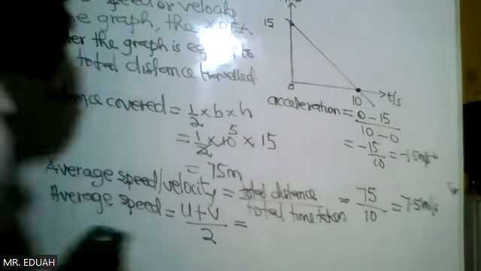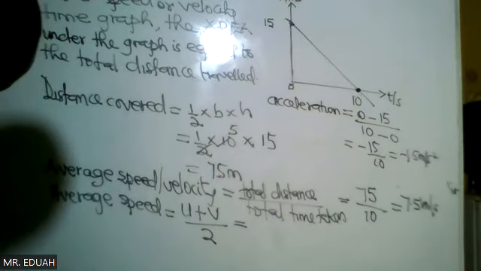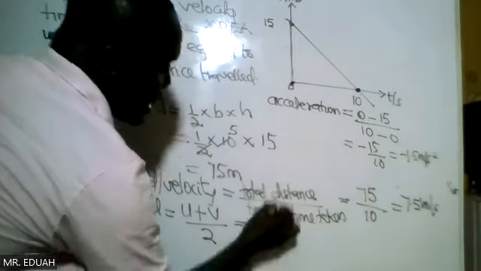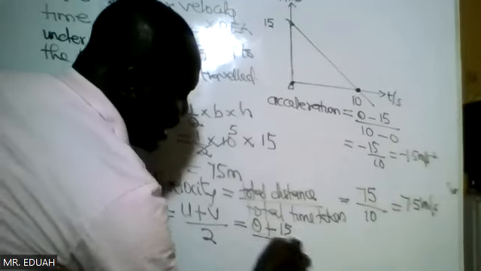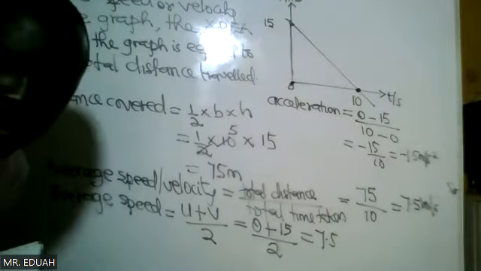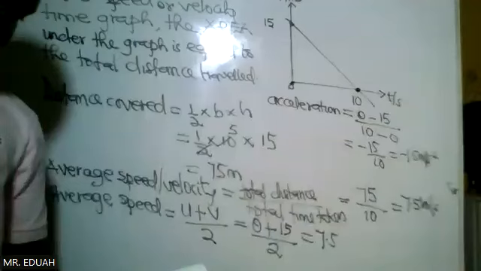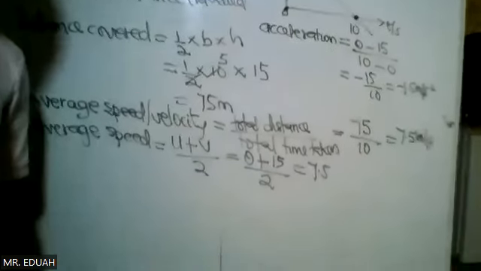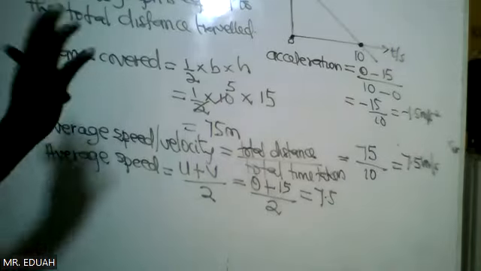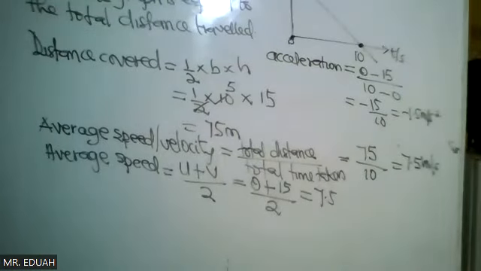And what is the initial velocity? The motion starts from rest. A car, okay, the motion starts from rest. So the initial velocity is 0. So 0 plus a final velocity of 15 divided by 2 would give us 7.5. So the correct answers are C and D. Class, are we okay? Yes, please. After this, we'll be looking at equations of motion. So you understand this average velocity thing again.